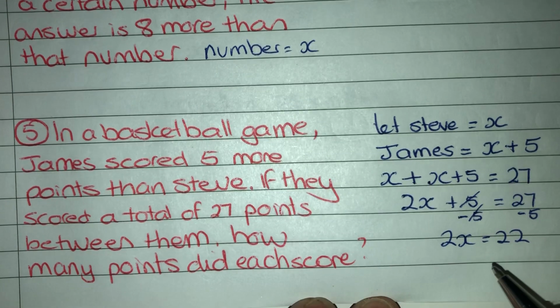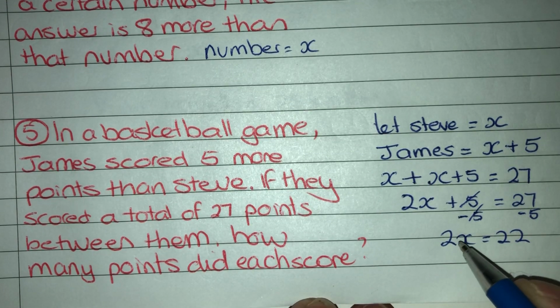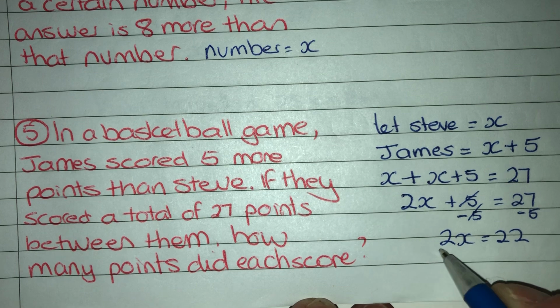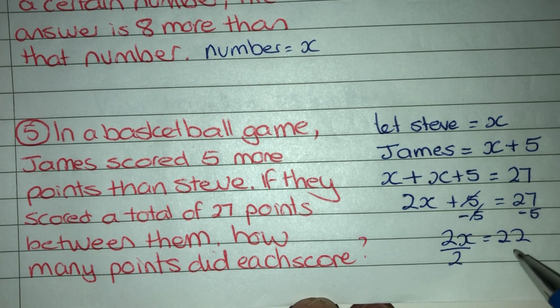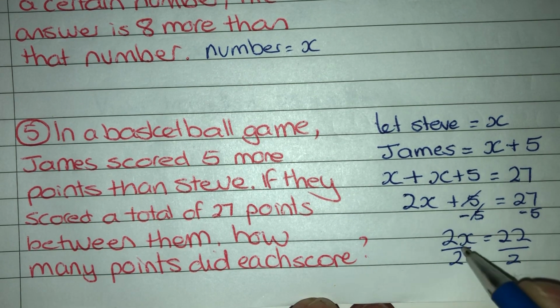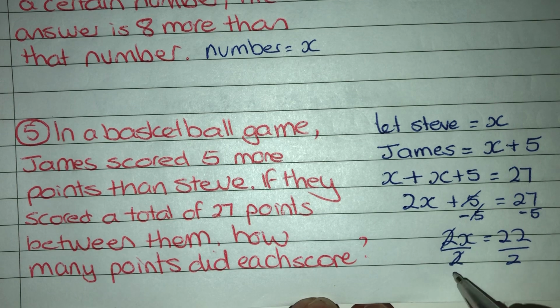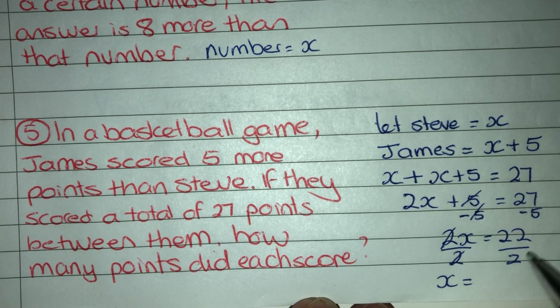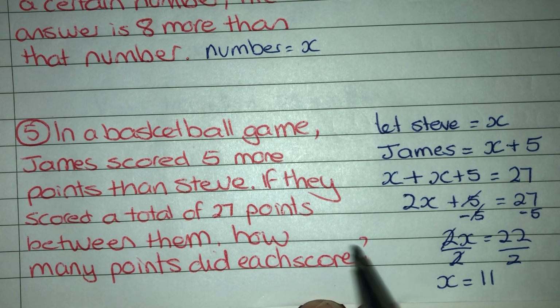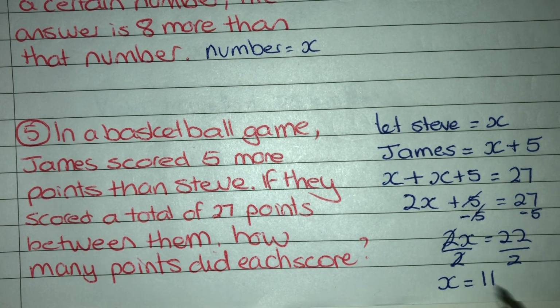2X equals 22. How do we get rid of the times? What's the opposite of times? It's divide. So we're going to divide by 2. We're left now with X equal to 22 divided by 2, which is 11. The question says how many points did each score? So who scored 11? Have a think about it.